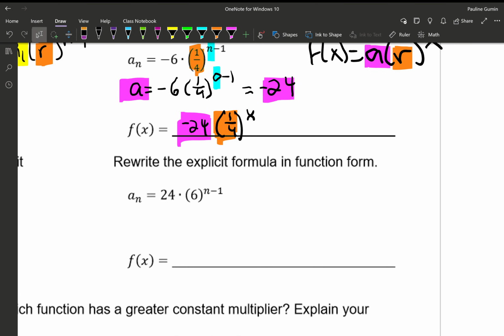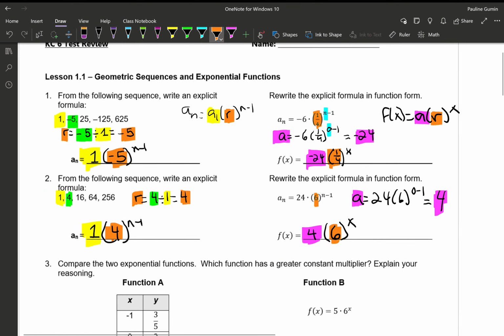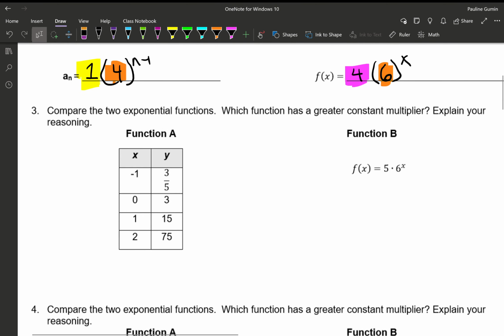Let's do the same thing here. In order to find a, we're going to plug 0 into n because a is our y-intercept. Okay. When I plug this into my calculator, I get 4. Our r stays the same, so it's still 6 to the power of x. Okay, beautiful. Number 3. Let's compare these two exponential functions and see which one has the greatest common multiplier.